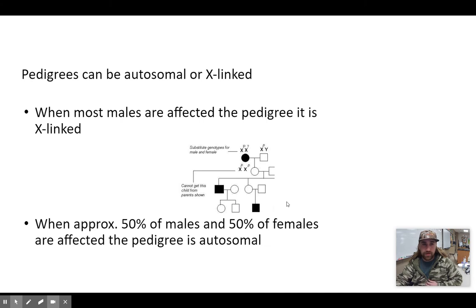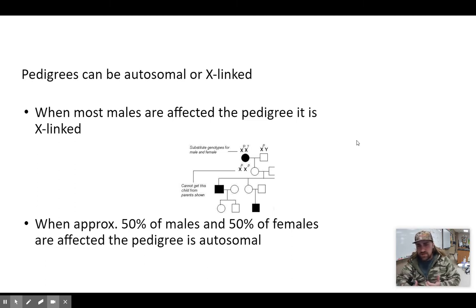Okay, now there is a little trick in here. So we've gone over normal Punnett squares. We've also gone over sex-linked Punnett squares. So our normal Punnett squares are autosomal, and our other ones we went over last week are X-linked. So when most males are affected, the pedigree is X-linked, meaning that it can only pertain to the X chromosome. So when you make your Punnett squares, you have your XX for your female and you have your XY for your male.